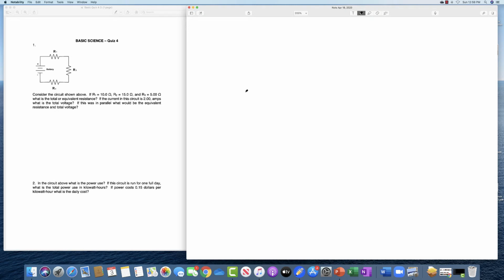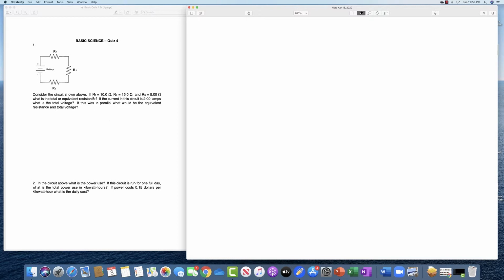Today we're going to go over the answers to quiz 4, and this quiz was around the concept of circuits and current and how circuits are put together. So let's take a look at this first problem. We have this circuit represented by 3 resistances and a power source, and it tells you the resistance for each resistor, 10, 15, and 5, and asks for the total equivalent resistance.